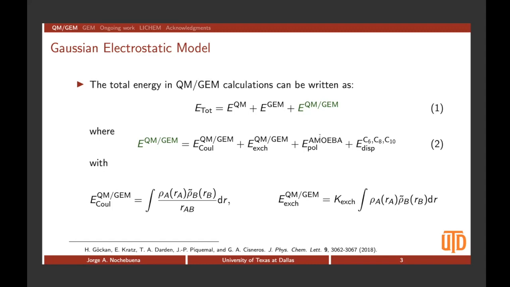The polarization is calculated using AMOEBA by approximating the QM wave function, and the dispersion is calculated by employing 3 terms of the dispersion expansion. The Coulomb term and the exchange repulsion term involve 3-center integrals between the quantum region and the GEM density. And here, K is a proportionality constant.